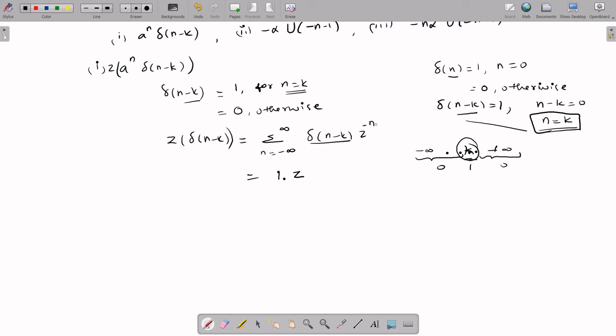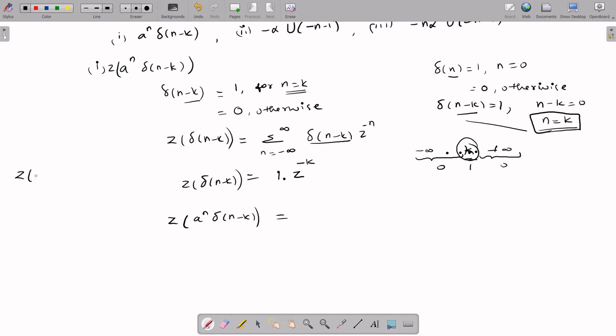And when n is equal to k, you have z power minus k. That is the z transform of delta of n minus k. Now, we have to find out the z transform of a power n delta of n minus k. How will you find that?